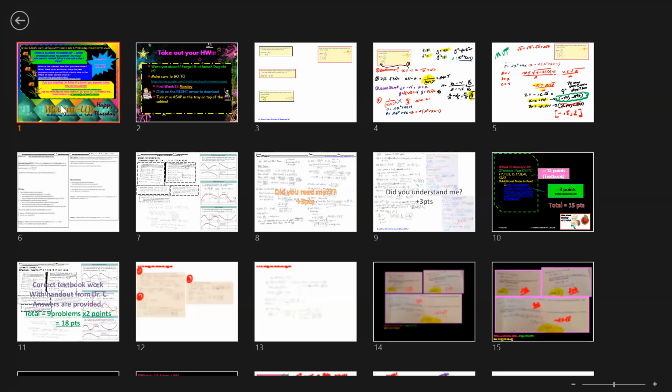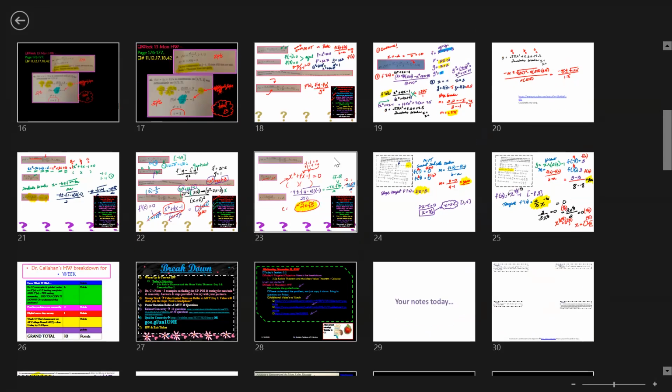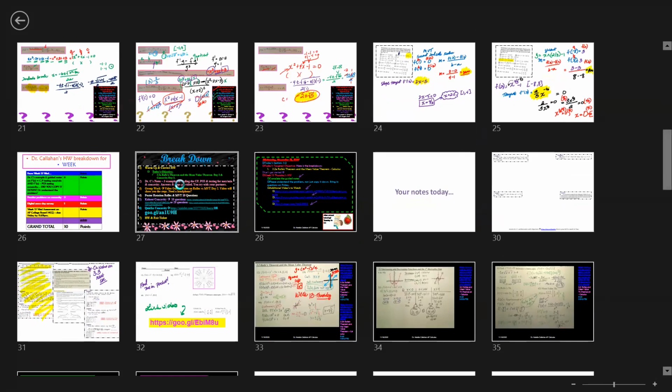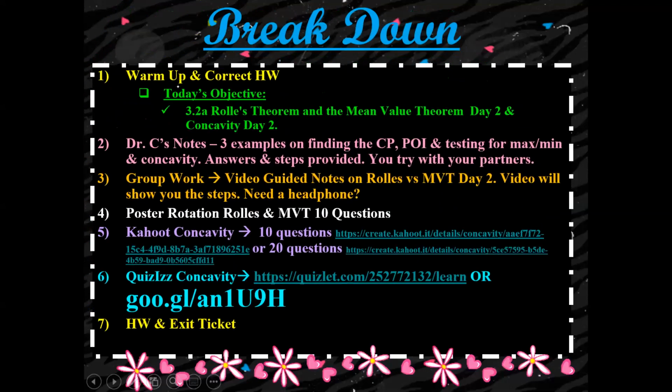So last time when I saw you guys, we talked about concavity for the first time. And today we're going to continue on with concavity, but more importantly, I want to make sure I review a few other things, such as Rolle's and mean value theorem, in addition to related rates. And then I have a poster rotation of Rolle's and mean value theorem, and then also concavity. So take a look at the breakdown for today.